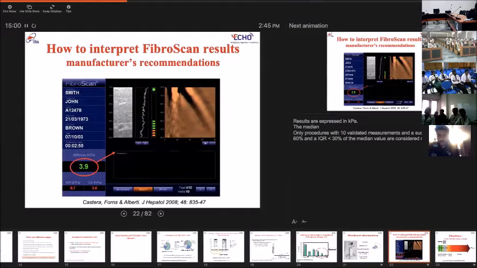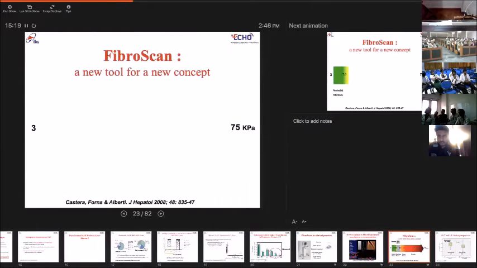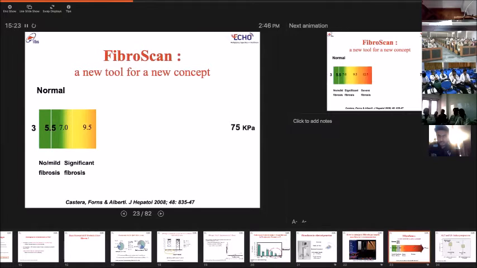This basically indicates the stiffness of the liver, and this measures the interquartile range, which is usually not coming up, and the median is taken and the stiffness is measured. This basically shows a normal gradient on the FibroScan.